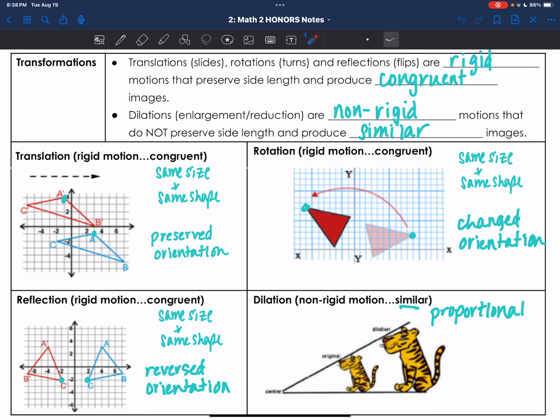All right, rotation is a rigid motion, which means same size and shape, or congruent. But look at the orientation. It's a changed or rotated orientation. So if we were to take this point here, which corresponds to that point, it rotates that direction.